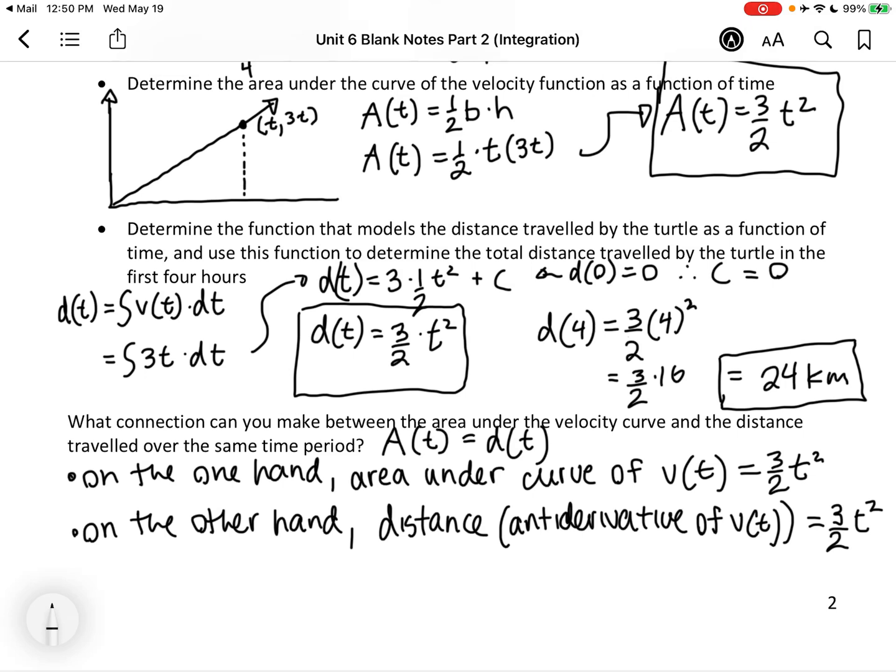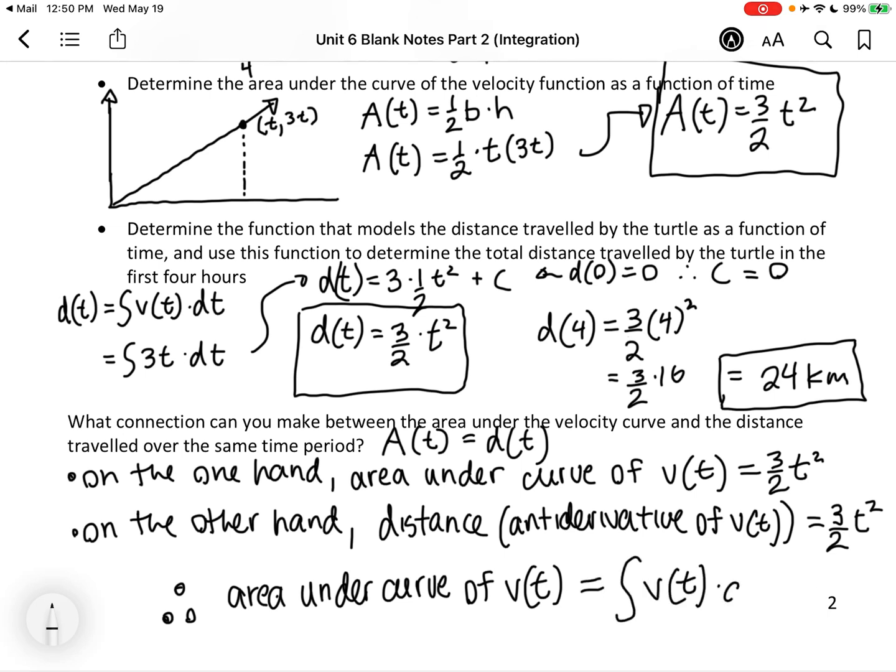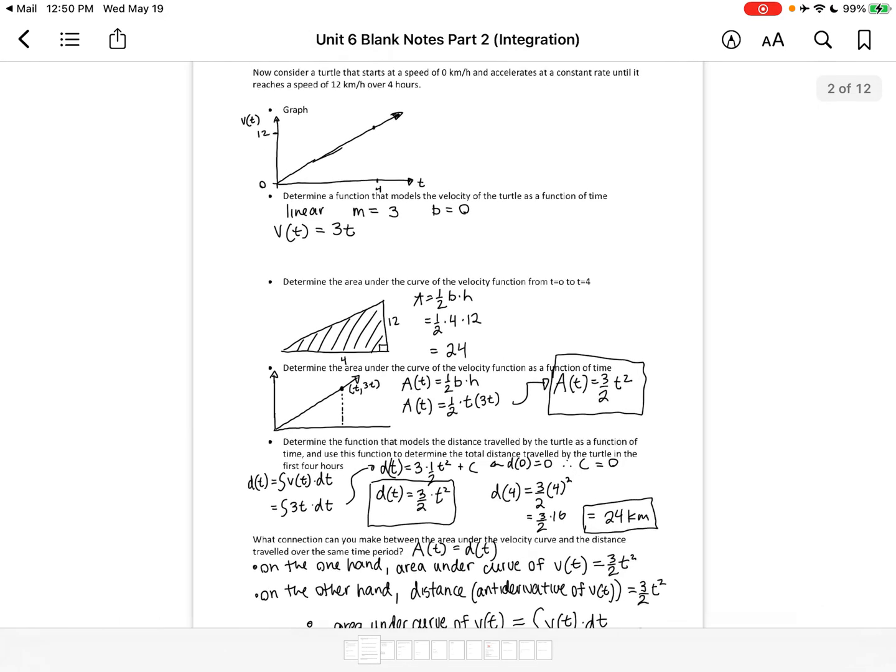So what can we conclude? We can conclude that the area under the curve of velocity is equal to the antiderivative or the integral of velocity. And that's pretty powerful. Okay, so let's use that in our next example.